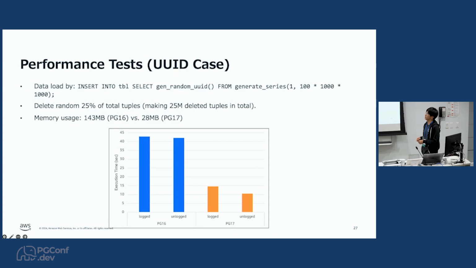So the last case I did was to use the UUID, and I created a table with 1 UUID column, and I inserted 1 million UUID data, and deleted a random 25% of total tuples, and did a vacuum. In this case, yes, Postgres 17 had a good number. Postgres 16 took almost 42 or 43 seconds, whereas in 17, it took less than 15 seconds, which is 3 times faster than PG16. And also looking at the memory usage, PG17 had a very good number.